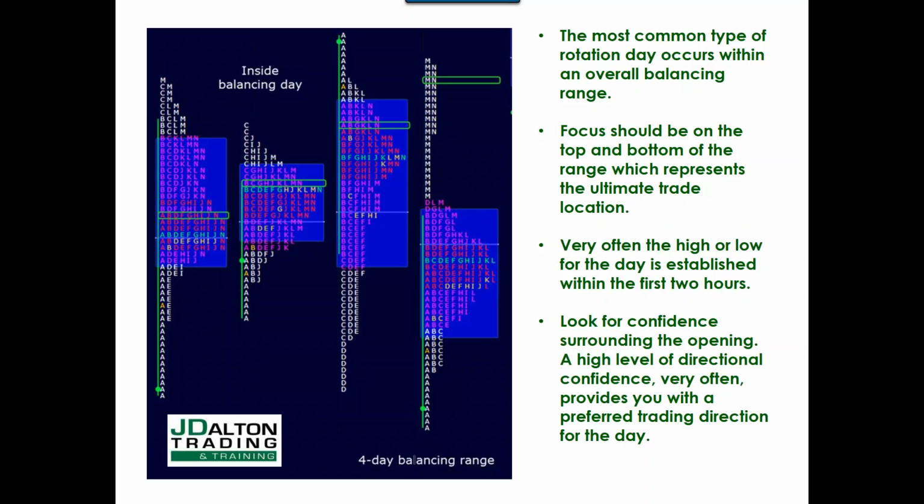When you're trading a rotational day, what you want to do is look for confidence surrounding the open. A high level of directional confidence very often provides you with the preferred trading direction for the day. So we had confidence from the opening on the first day. We had no confidence the second day, back and forth through the opening. We had confidence the third day, confidence the fourth day. And they did give us an idea of a trading direction for the day. It doesn't mean it's easy and you don't get a lot of rotation, but it is something to keep in mind.